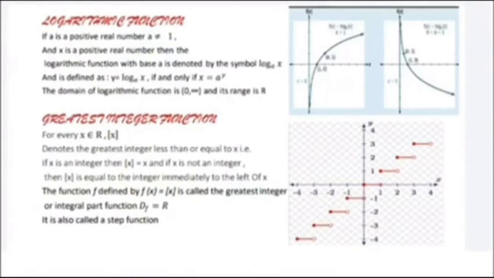Greatest integer function. For every x belonging to R, [x] denotes the greatest integer less than or equal to x, that is, if x is an integer, then [x] equals x, and if x is not an integer, then [x] is equal to the integer immediately to the left of x. It is also called the step function. Its graph is shown in the figure.